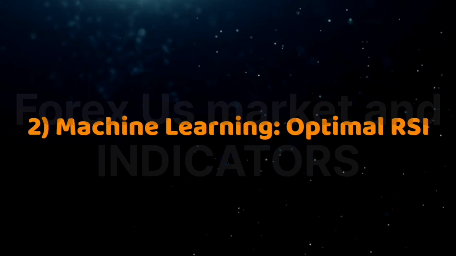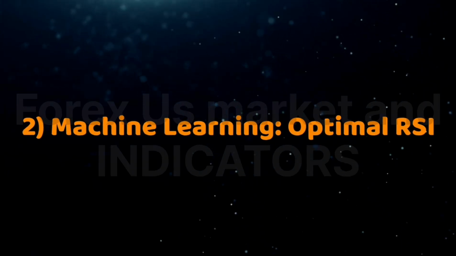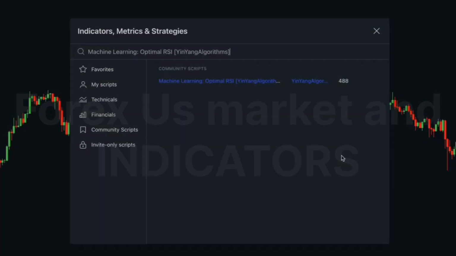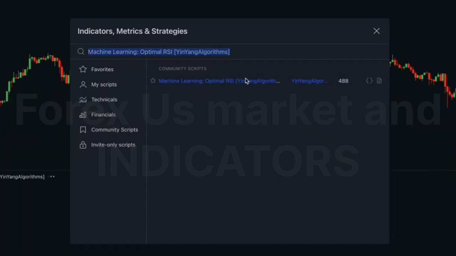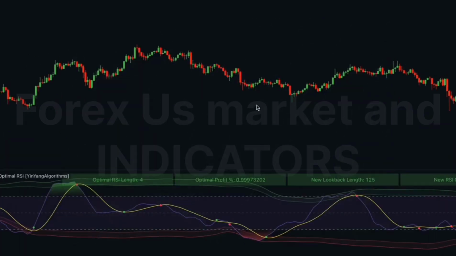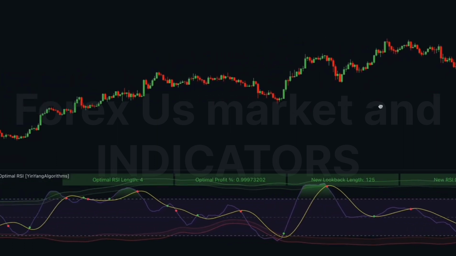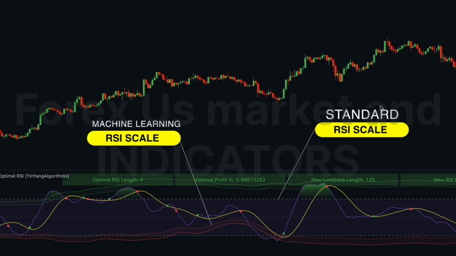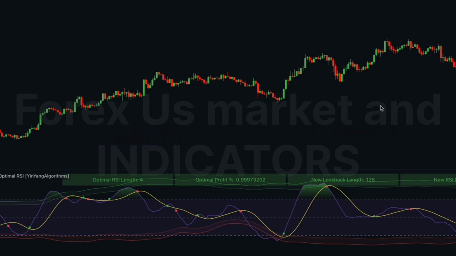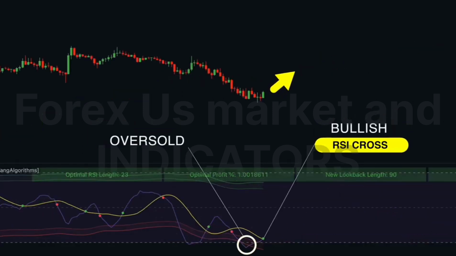On the second place, I put an artificial intelligence-based indicator called the Machine Learning Optimal RSI by Yin-Yang Algorithms. This artificial intelligence RSI is 10 times more effective than the old version. What this AI indicator does is, it basically rates multiple different lengths of RSI to determine which RSI to RSI MA cross produced the highest profit within the look-back span. This optimal RSI is then passed back and used as input into a machine learning calculation.